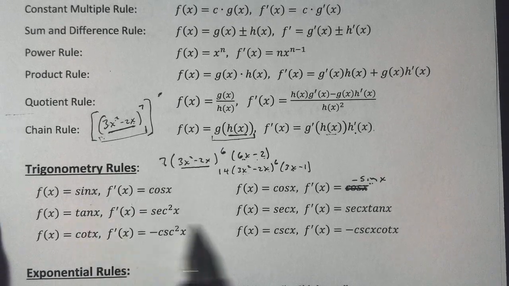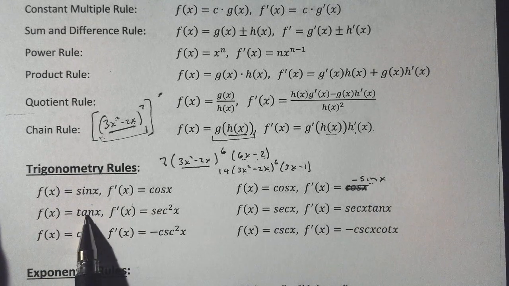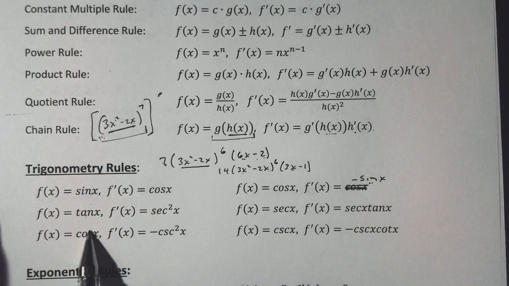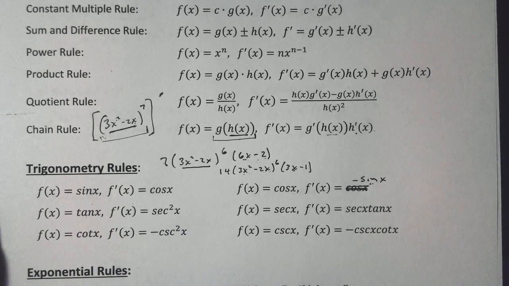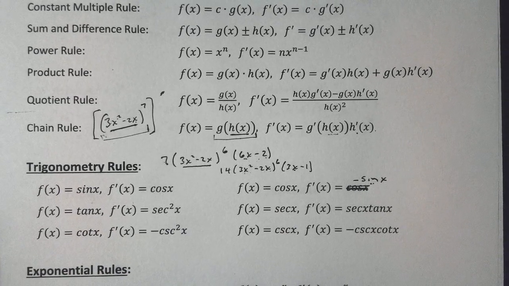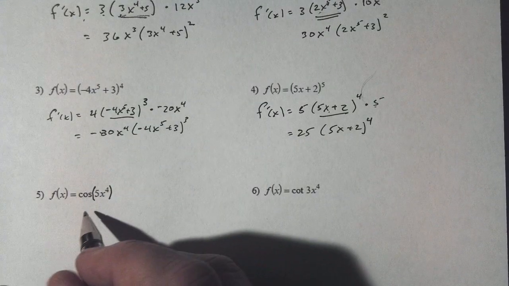But it is worth taking a look, there are some similarities between sine and cosine's derivative, tangent and cotangent's derivatives, secant and cosecant's derivatives. There are definitely some similarities. It looks like the rest of these are correct right now. So anyway, cosine's derivative is negative sine.